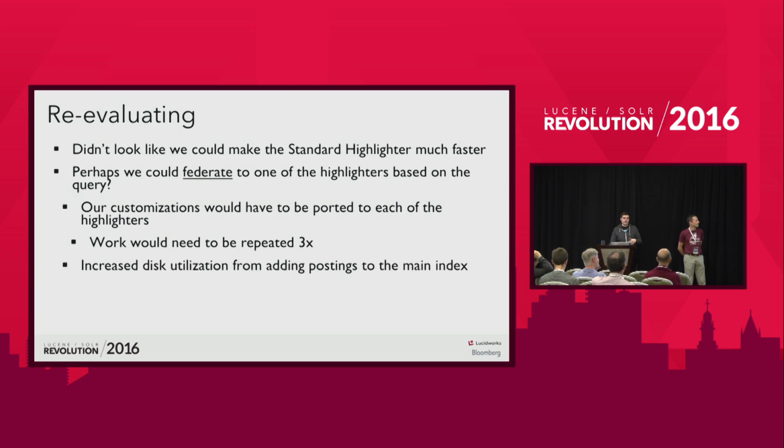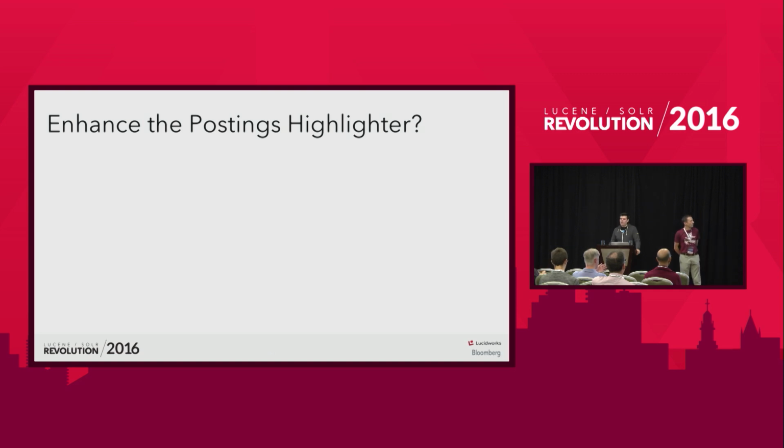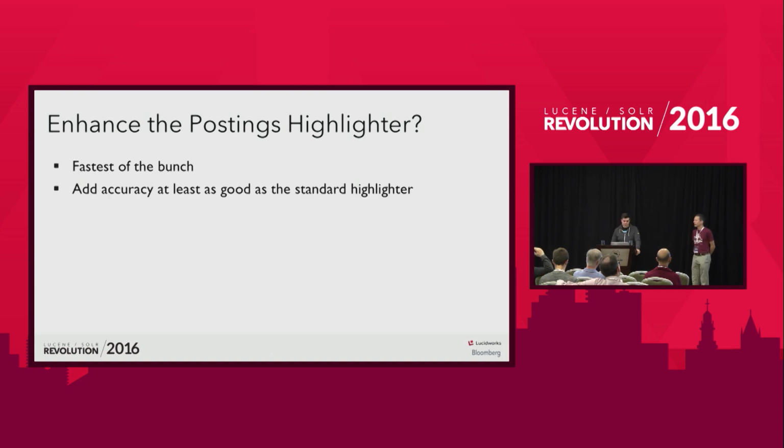And then we'd also have to turn on basically every knob and feature in our index and add postings on top of the term vectors, which we already had in there, which would increase the expense. So then we thought, okay, maybe that assumption that it would be easier to add speed wasn't a good one. What if we could add accuracy to the postings highlighter? It was, after all, the fastest of the bunch.